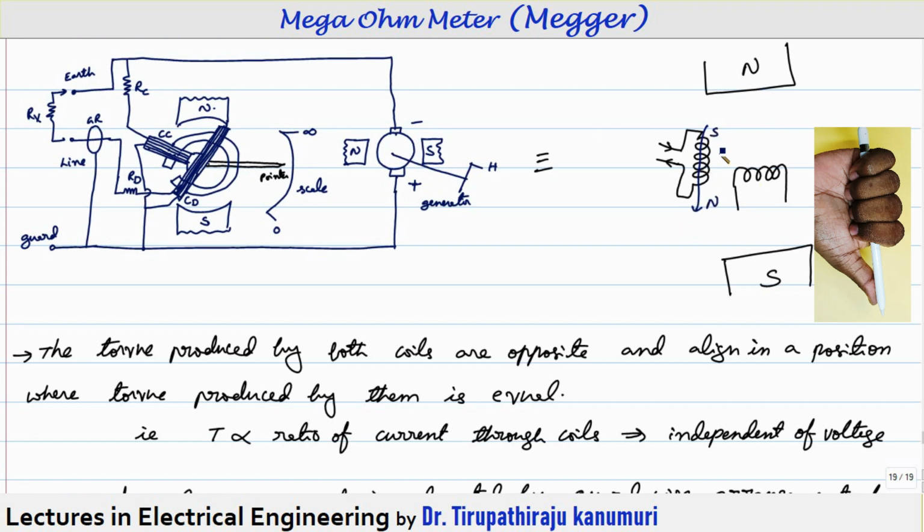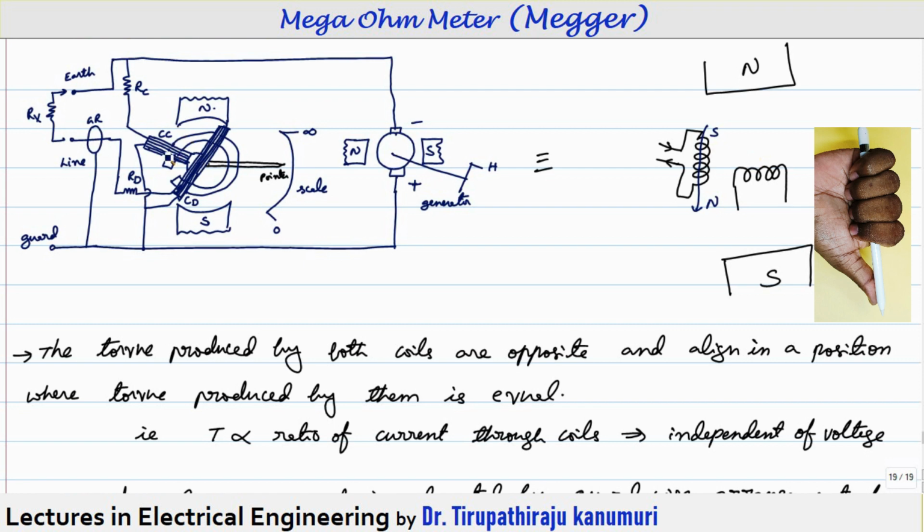Now whatever field is produced by this, this north pole will be attracted by this south pole and the south pole will be attracted by this north pole, and it is held at the center. In the center it is pivoted to a shaft, so within this shaft it can freely rotate. Because of the torque, it will try to align in the direction of the magnetic field. You can see it is aligned at some angle. Whatever field is produced comes at some angle.